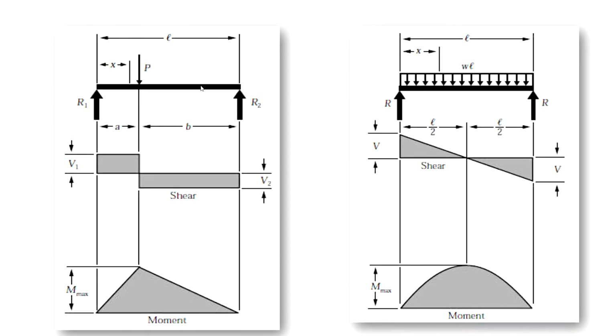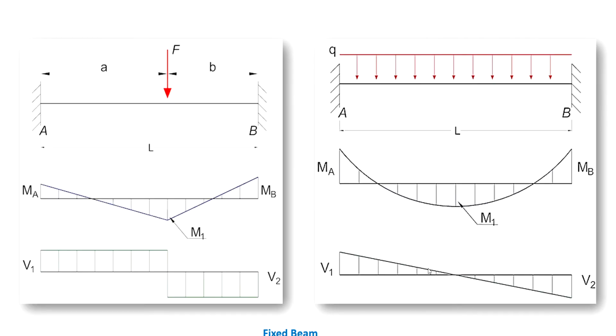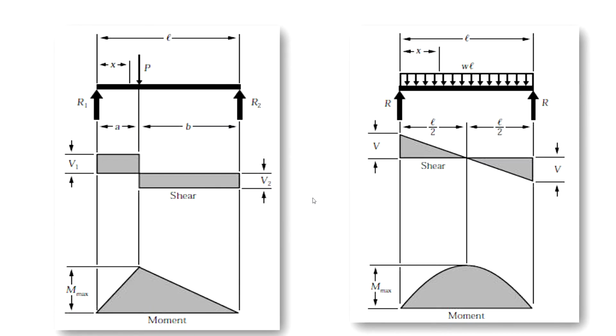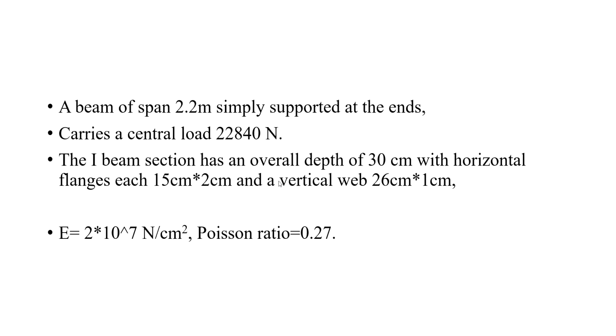And if you vary the load, for example, for the simply supported beam itself with a point load and a UDL, this is how the shear force and bending moment vary. If it is a fixed end with a point load and UDL, this is how the shear force and bending moment vary. In our study, we are also going to check. Maybe we will take this simply supported beam with a point load at the center. That problem we will try now.